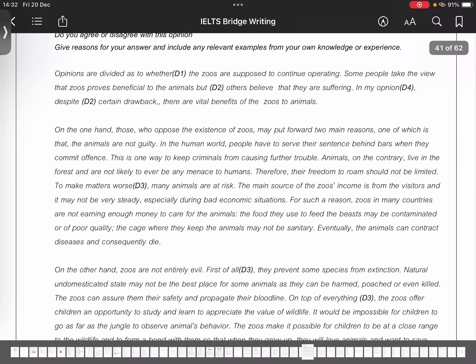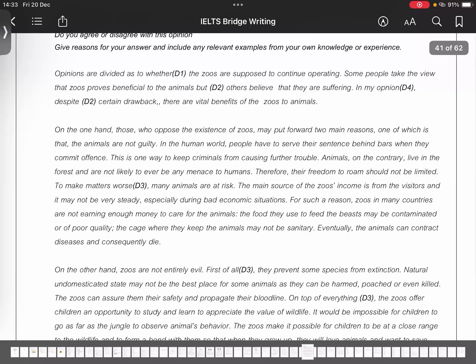"To make matters worse," okay, so these expressions tell you that the first reason has ended, and we're about to begin exploring the next reason. "Many animals are at risk." That's the second reason. Animals are at risk. So let's see some explanation.